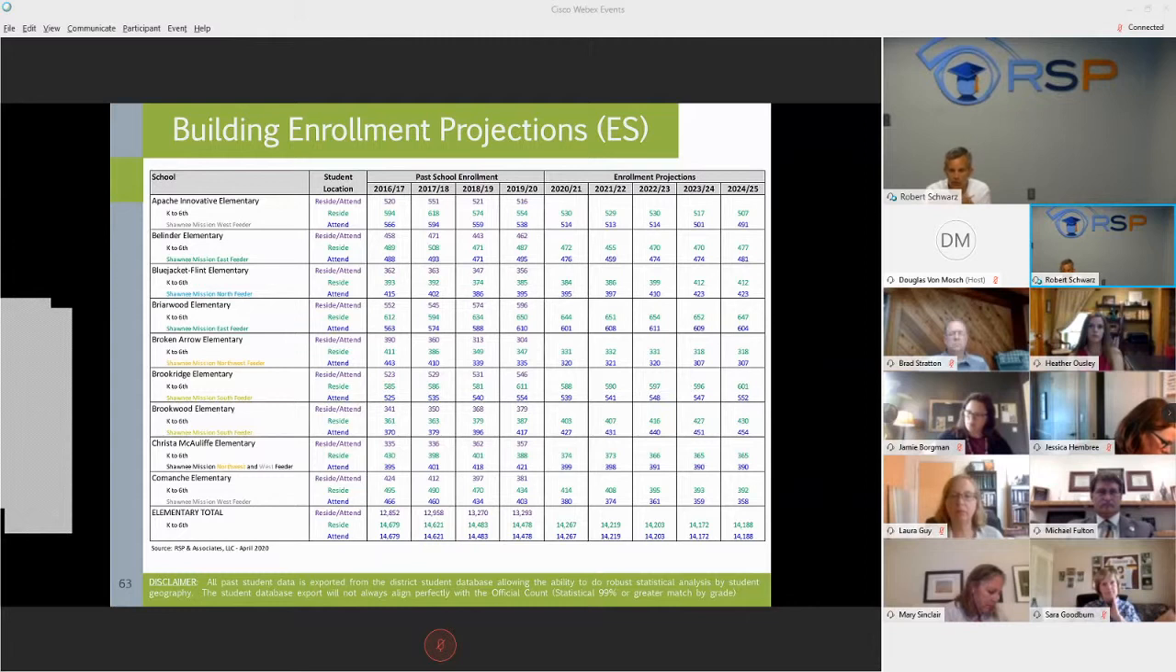So those are all things that we monitor, and ultimately why doing this type of study on a regular basis is very helpful to get ahead of when some of those things might be changing, so that you can make the right choices with what needs to happen in those buildings that are around those developments.